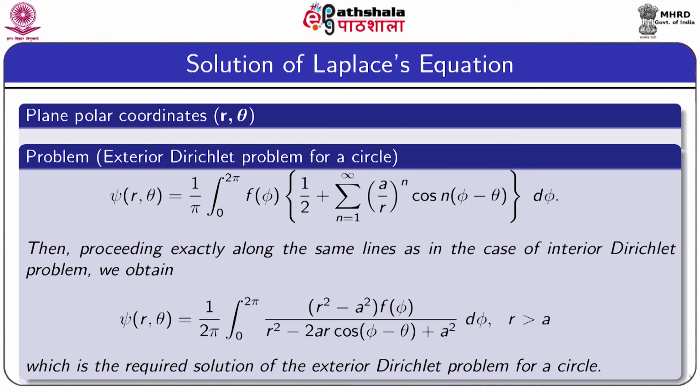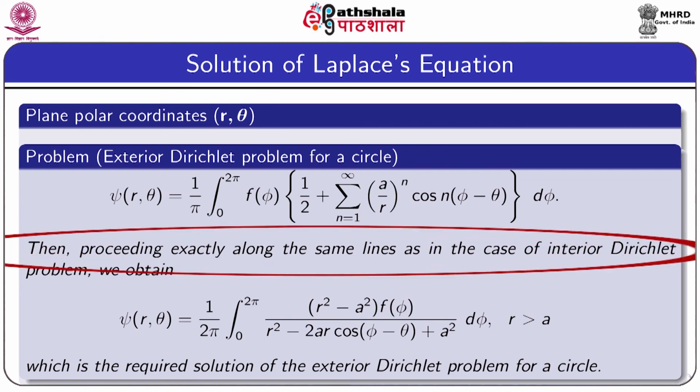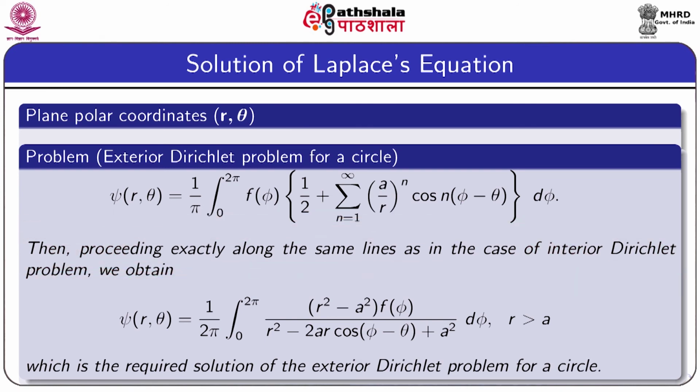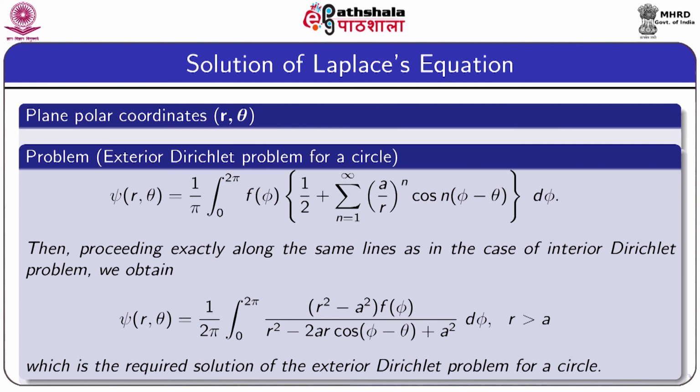Thus, the solution of the exterior Dirichlet problem becomes psi equals, which is given here. Then proceeding exactly as we have done in the earlier case of the interior Dirichlet problem, we can obtain the value of the infinite series, and subsequently we can get the expression for psi, which is written here: psi equals 1 by 2 pi integration 0 to 2 pi (r square minus a square) f(phi) by (r square minus 2 a r cos(phi minus theta) plus a square) d phi for r greater than a, and this is our required solution.